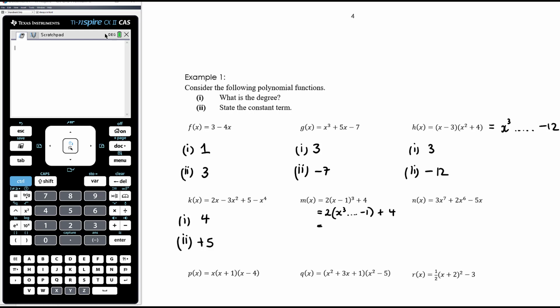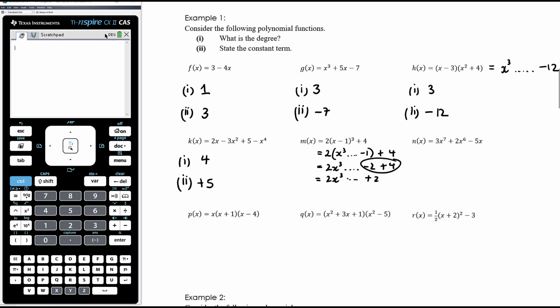And then it's 2 times all of that bracket, so it's 2x cubed minus 2 plus 4. And so those things together will come together to give us our constant term here. So it'll be plus 2. All right, so part 1, the degree is a cubic, and part 2, the constant term is positive 2.